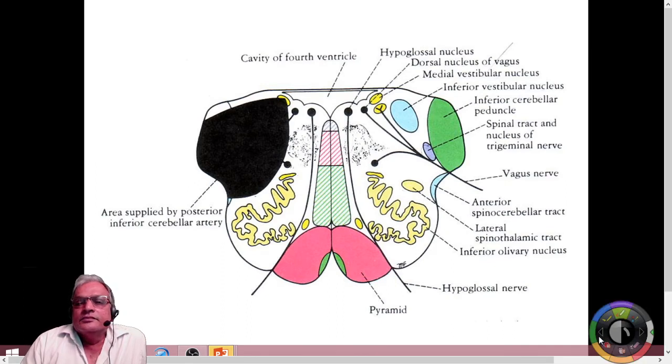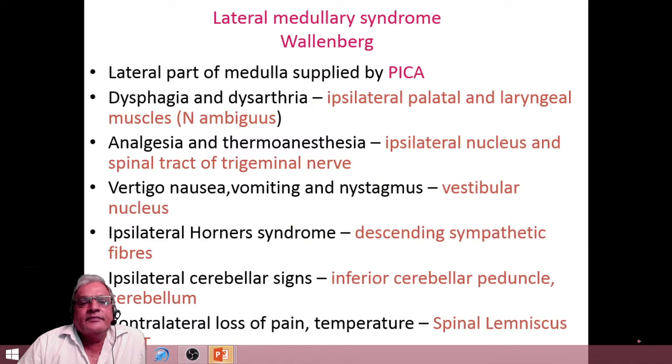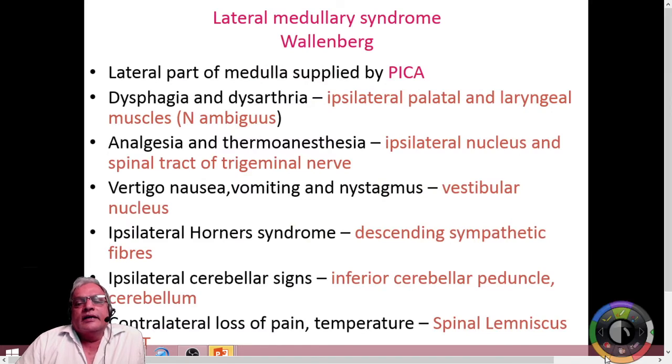The dorsal nucleus of the vagus may also be affected. So you can see the vagus going out like that. That's also blackened out. So you find palatal paralysis. So what happens if you have palatal paralysis? You have nasal regurgitation, isn't it? When you drink something, it will come out through your nose. And laryngeal muscles also, your voice may be changed because the laryngeal muscles are affected.